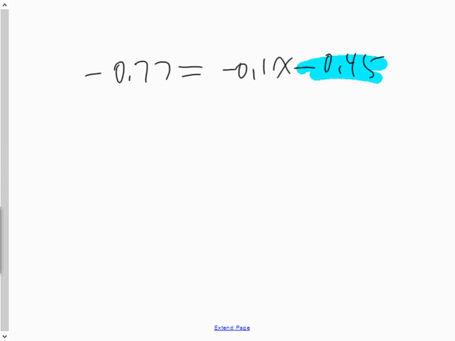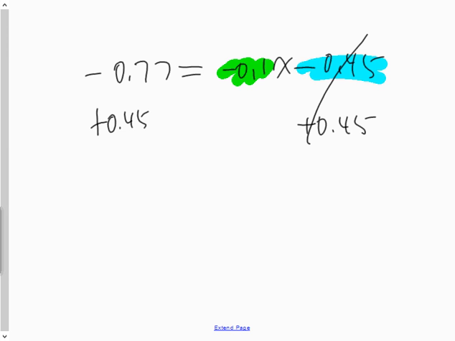Going back to question 8 that I skipped real quick. Negative 0.77 equals negative 0.1x minus 0.45. What is your constant? What is your coefficient? Where is your variable? Well, your variable's on the right. So this is your constant, and this is your coefficient. Get rid of your constant first by adding 0.45 to both sides, creating a zero pair.